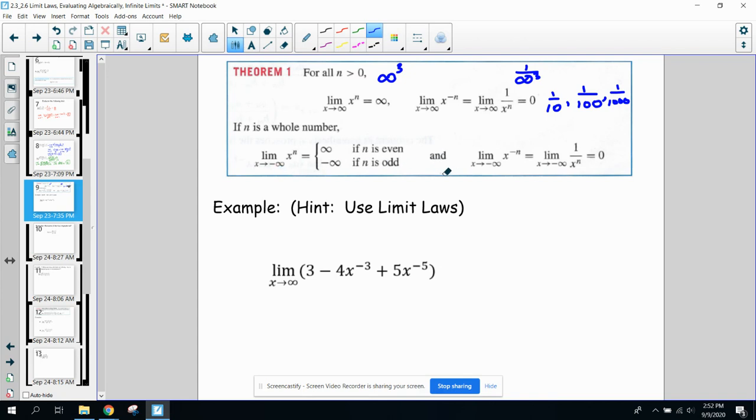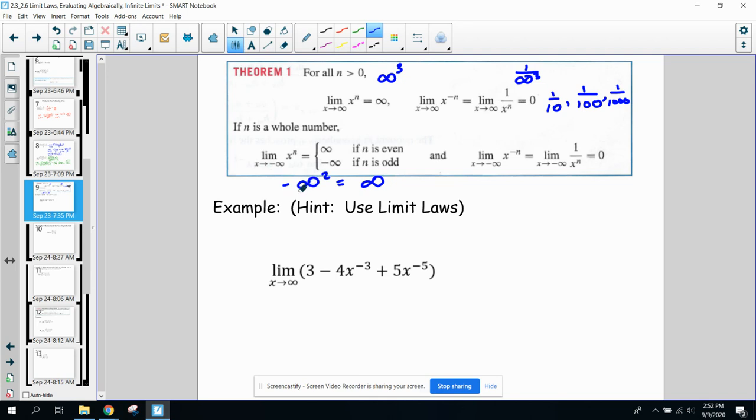Now the bottom part is saying, well, what if x is approaching negative infinity? It's the same idea. If you just have a regular exponent that's greater than 0, and you plug in negative infinity, it depends whether that exponent is even or odd. If I plug in negative infinity and an even exponent, my overall value is going to be positive infinity. For instance, negative infinity raised to the second power, because of that being squared, negative infinity times negative infinity, is going to equal positive infinity.